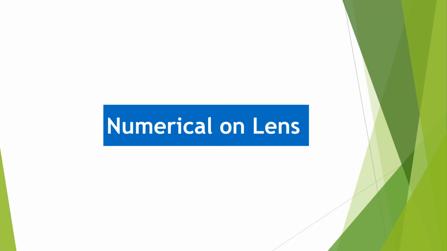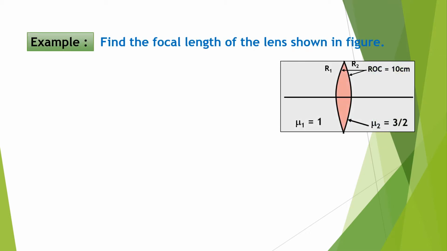Dear students, in these slides, I am going to discuss numericals on lenses. First example: find the focal length of the lens shown in the figure. In the figure, the given lens is a convex lens kept in a medium of refractive index 1, that is air, and the lens refractive index is 3 by 2, made of glass. This biconvex lens has a radius of curvature of 10 centimeter on both sides.